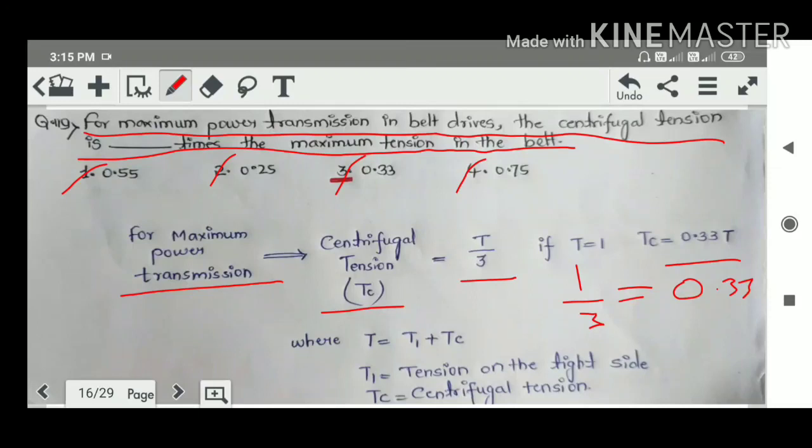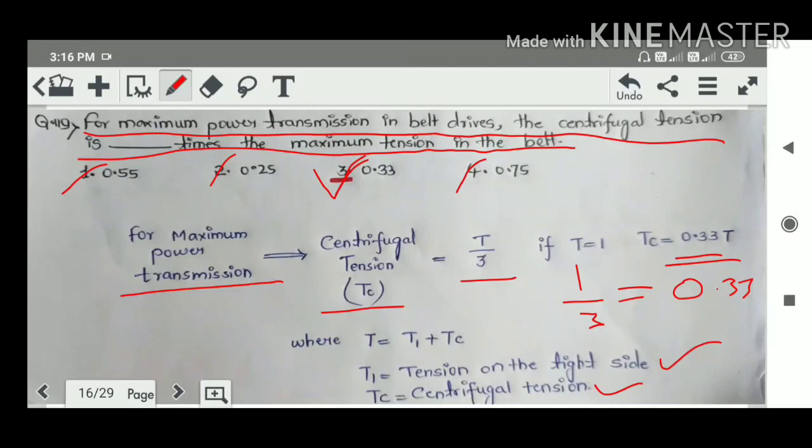Okay friends, where T is equal to T1 plus Tc, where T1 is equal to tension on the tight side and Tc is centrifugal tension. Okay friends, here the correct answer is 0.33 times. So the correct option is option number 3, 0.33 is the correct answer.